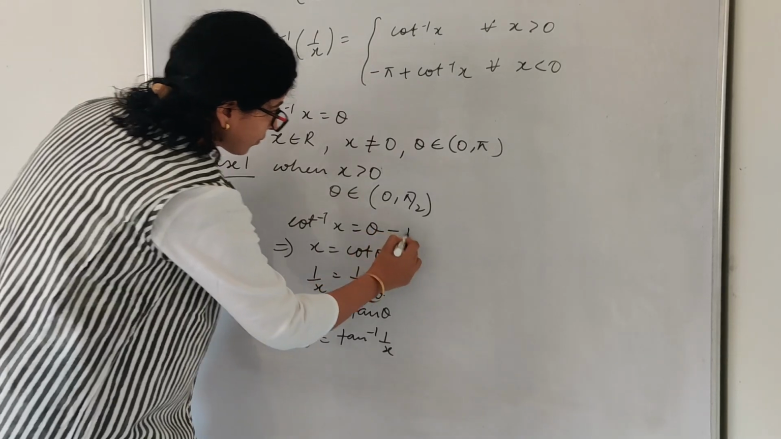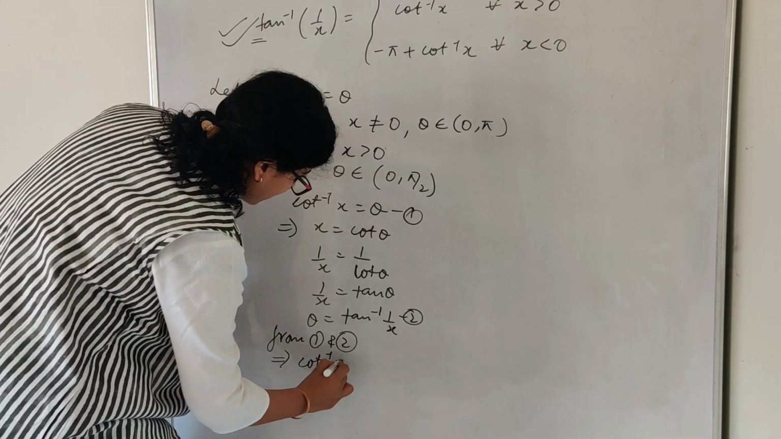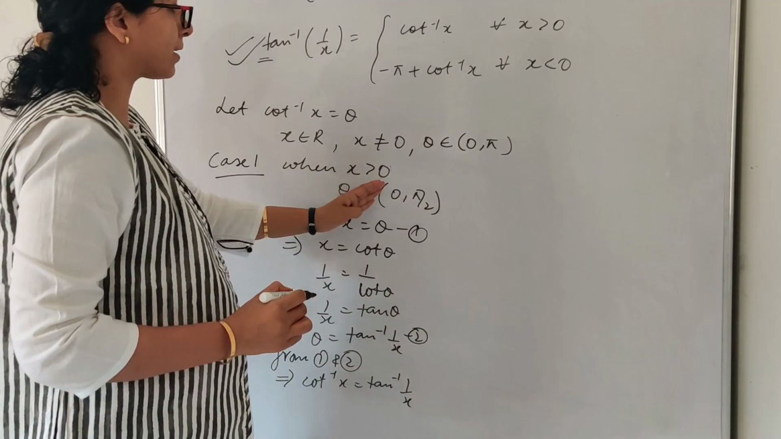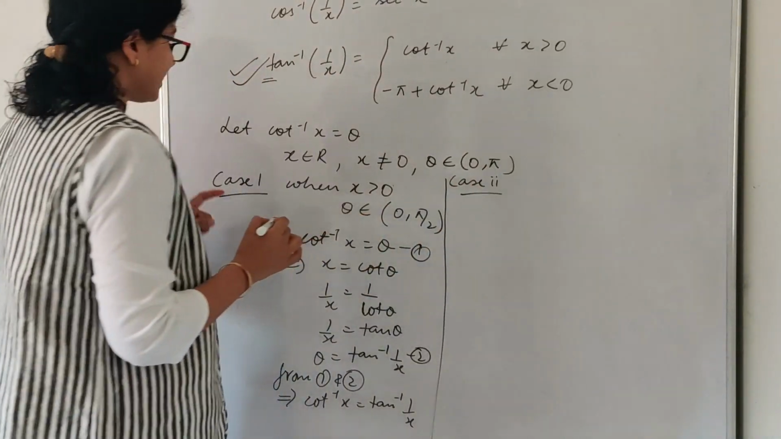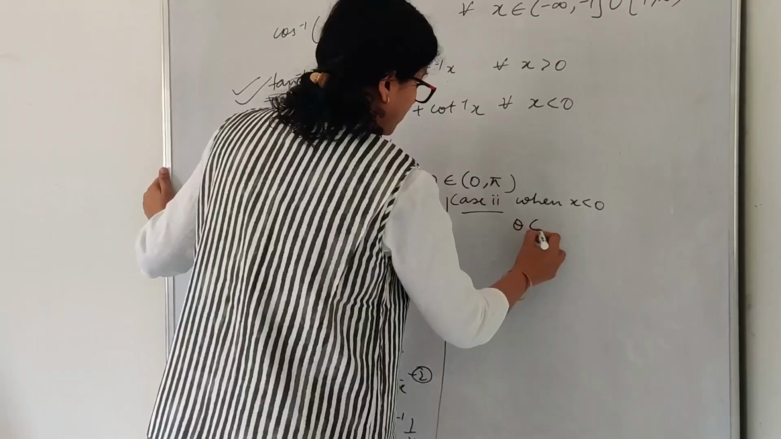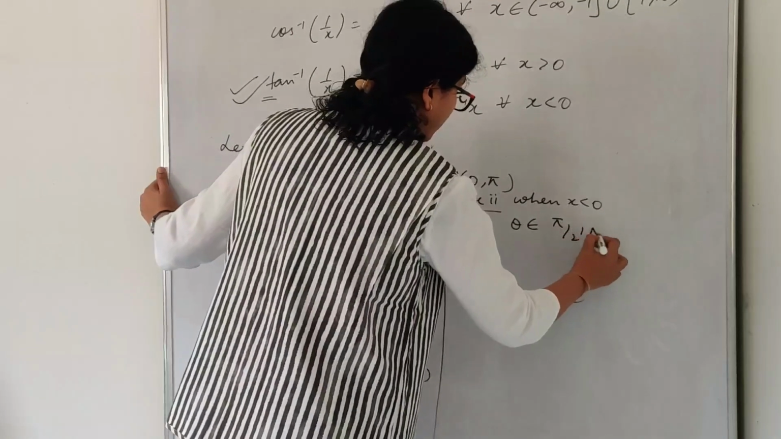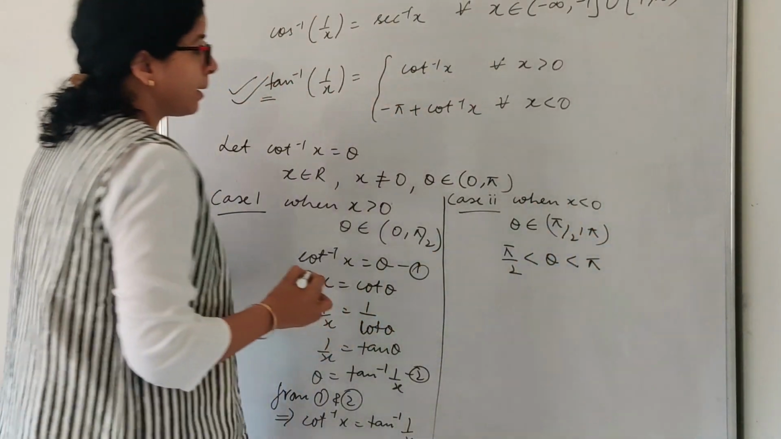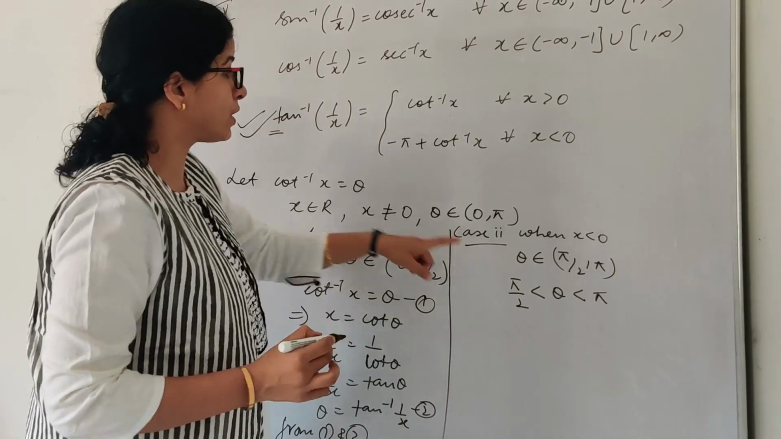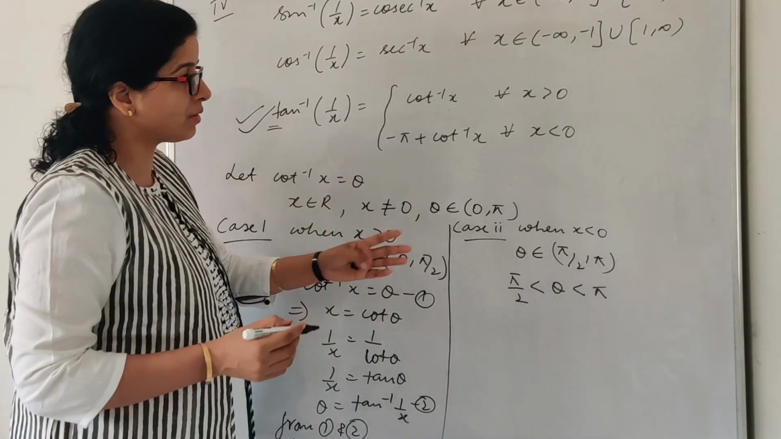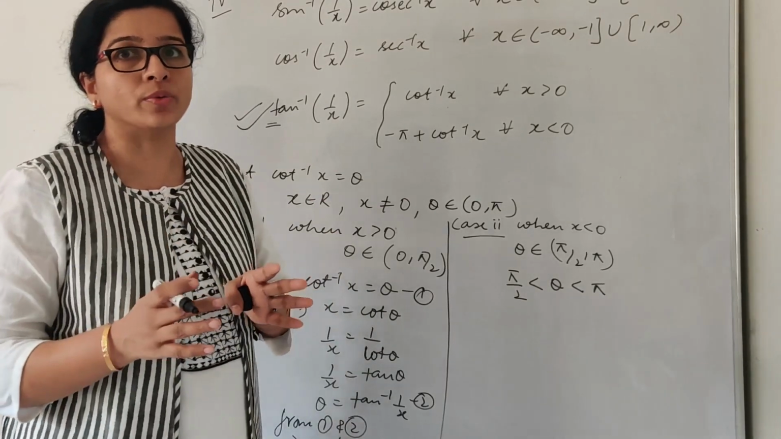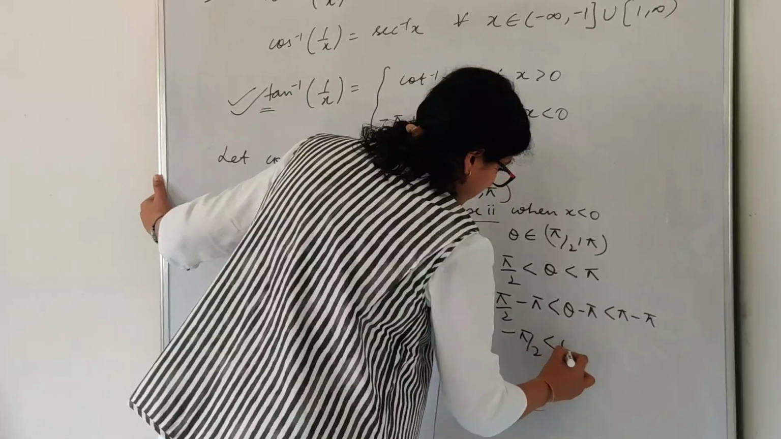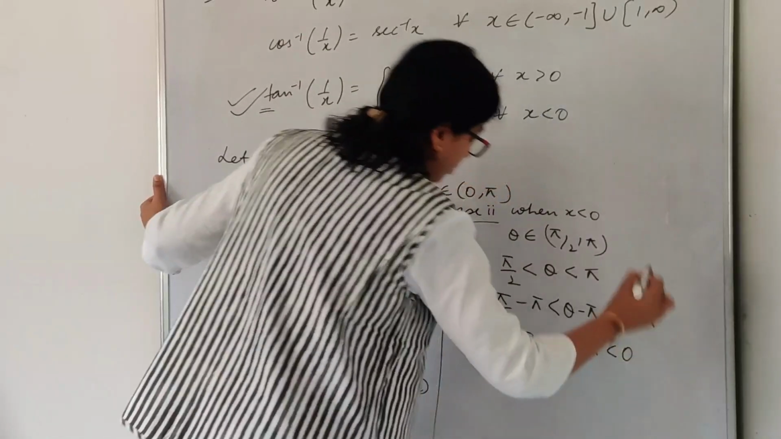So hence from first and second, cot inverse x is equal to tan inverse 1 by x whenever x is greater than 0. What is case second? When x is less than 0, theta belongs to pi by 2 comma pi. So I can write pi by 2 less than theta less than pi. But my tan inverse range will not belong in this case. What is the range of tan inverse? It is minus pi by 2 to pi by 2. Subtract pi throughout. So what I am getting here is minus pi by 2 less than theta minus pi less than 0.